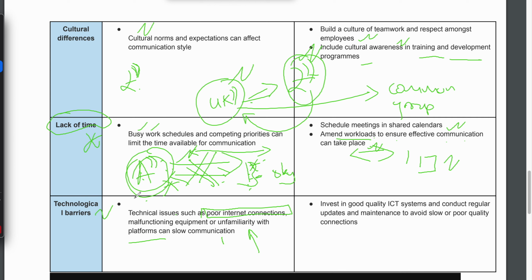So what an organization can do about that is invest in good quality ICT, and invest in training services, so that employees can be well versed with the platforms and equipment that can be used at the organization. Yeah, that's basically it on barriers to effective communication.